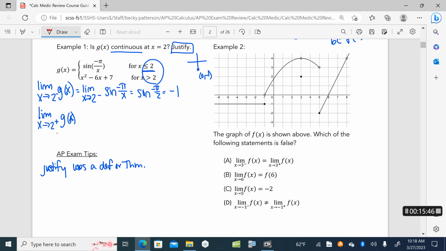And now for my second limit, I'm coming in to the right, so I'm going to use this function down here because those are for all the values greater than 2. So I'm continuing with my limit notation because I have not plugged in a value yet. And now I'm going to plug in a 2. So that's going to give me 4 minus 12 plus 7. 4 minus 12 is negative 8, and negative 8 plus 7 is a negative 1.